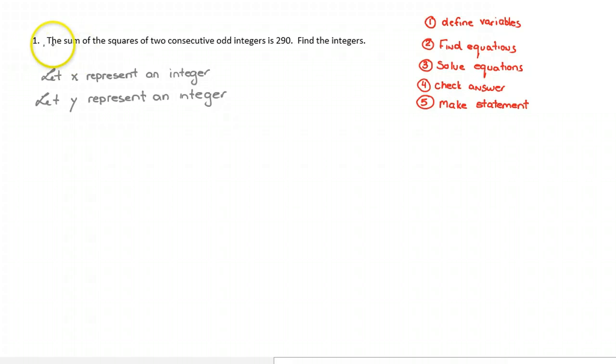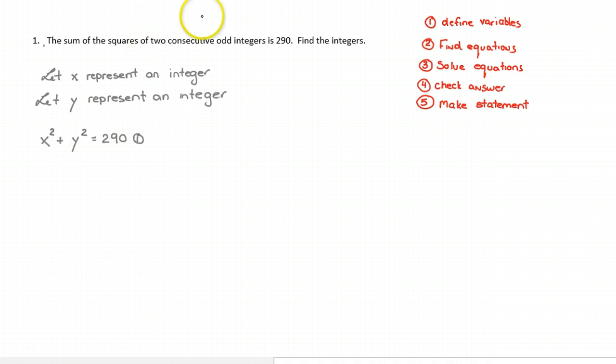So now I'm going to set up my equation. It says the sum of the squares of two consecutive odd integers is 290. And what that means is x squared plus y squared is equal to 290. So there's my first equation. We'll call that equation 1.